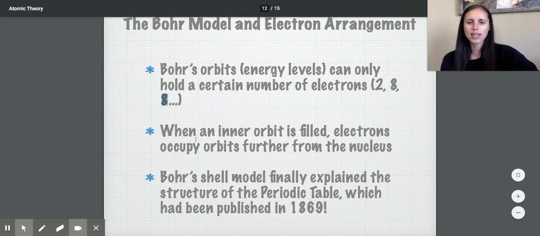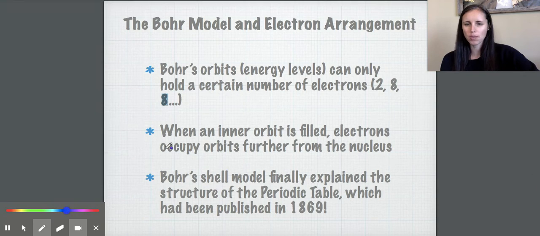Bohr also said that when an inner orbit is filled, electrons occupy orbits further from the nucleus. So again, let's draw what this is going to look like. We've got our nucleus, we've got our positive core.